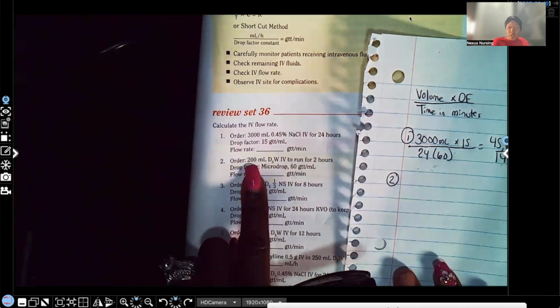Let's do the second one. It says 200 mL of D5W IV to run for 2 hours. You have a micro drop of 60 drops per milliliter. What's your flow rate going to be? So let's plug it in. What is our volume? 200.